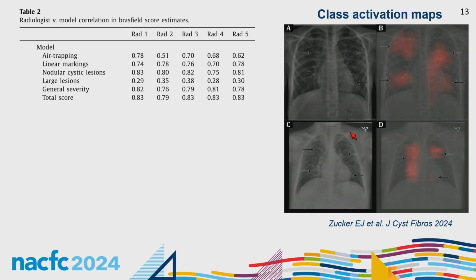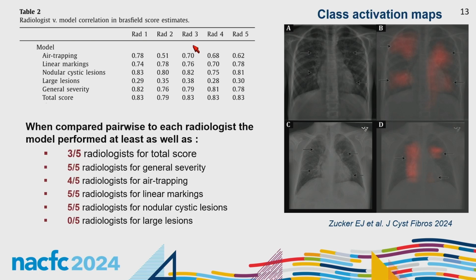And we can see here the score we got from the network and the correlation we had between the model and each radiologist. And you can see that the correlations are quite good. And if we compare these performances with the preferences of the radiologists, we can see that the AI performed at least as well as the radiologists in 3 to 5 out of 5 cases for the total score, and for up to 5 cases depending on the type of lesions we were looking at. So AI can provide automated scoring of chest X-ray.